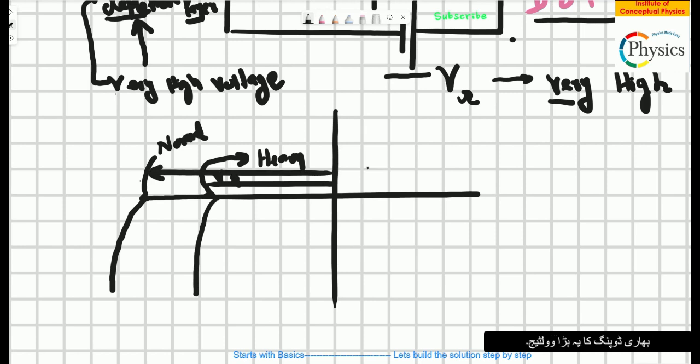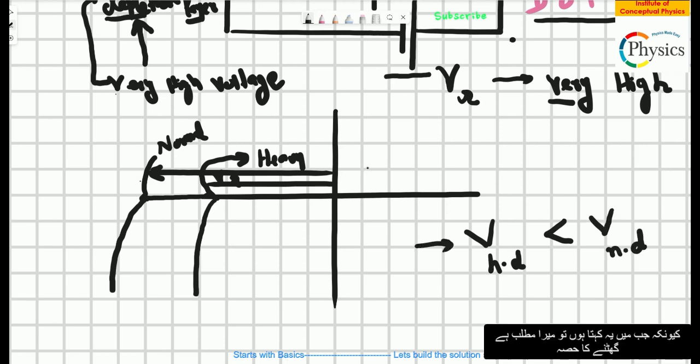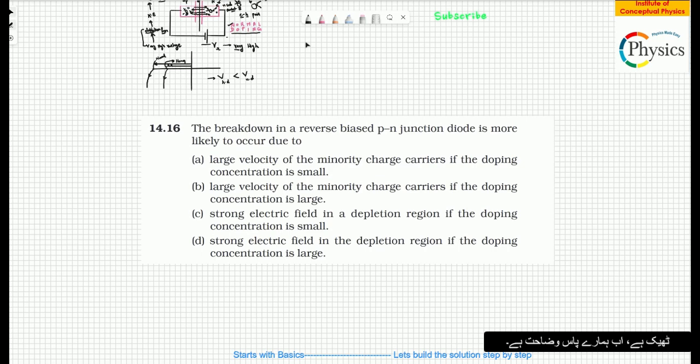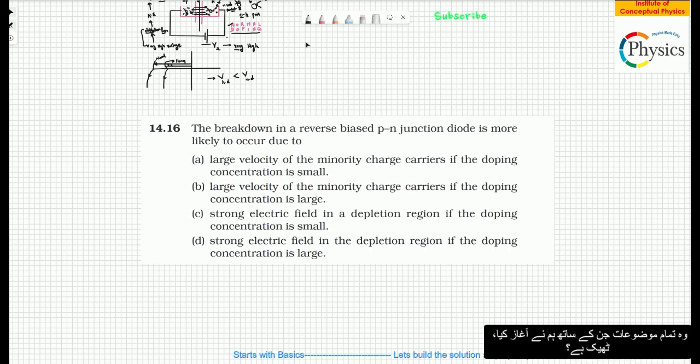So the voltage of heavy doping is less than the voltage of normal doping. When I say this, I mean the knee part of it, right? Where actually the rush of current starts. Both are breakdowns, but both the breakdowns are happening at different places. All right, now we have clarity on all the topics we started with, right?